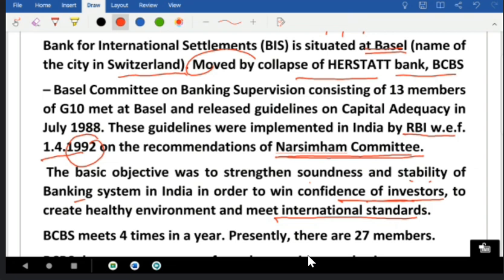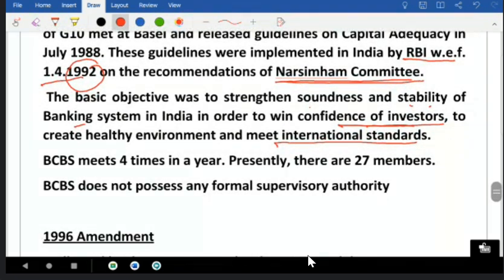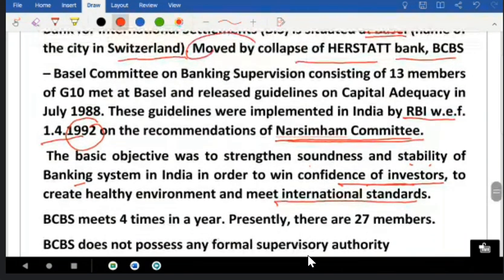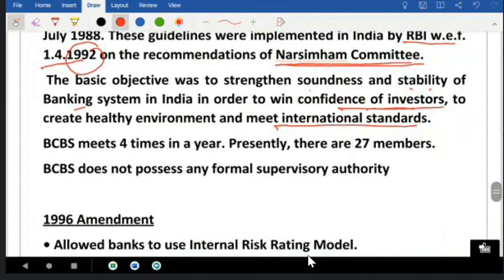And so we'll see 2-3 more points. BCBS meets 4 times in a year. What is the full form of BCBS? Basel Committee on Banking Supervision. Basel Committee on Banking Supervision is the full form. Okay, so BCBS meets 4 times in a year. Presently, there are how many members? 27 members. So this is not important. BCBS does not possess any formal supervisory authority. This point is very important. This is only an advisory authority. Okay, whether you follow this or not, they only advise.